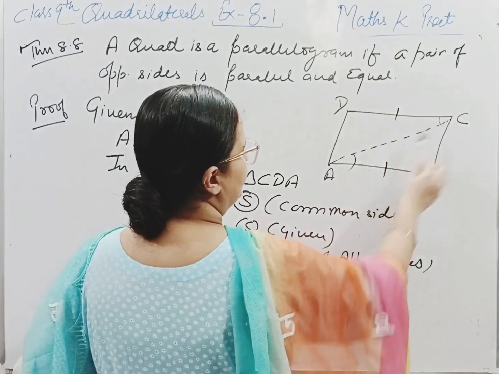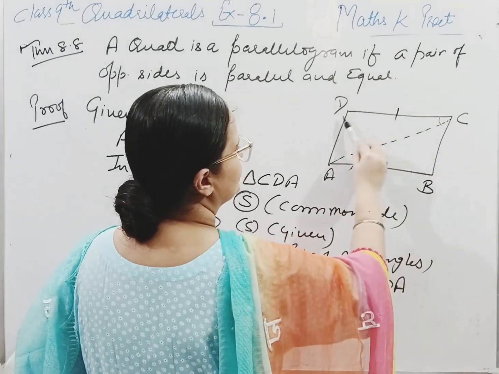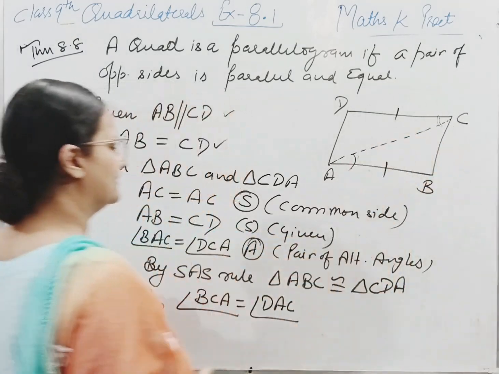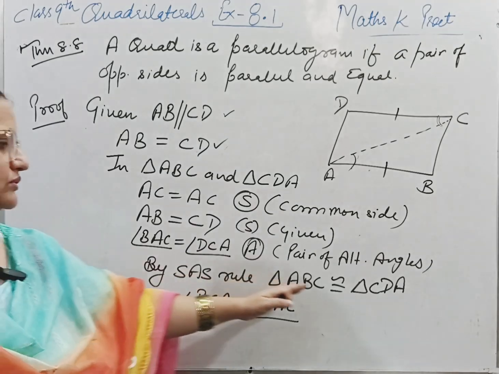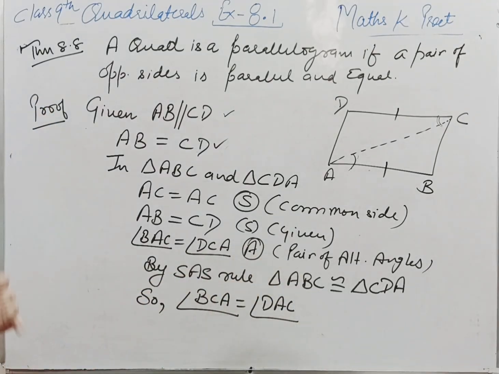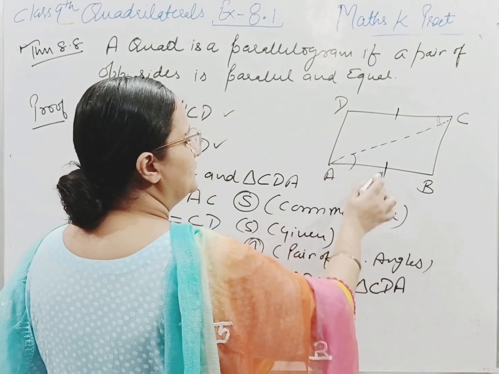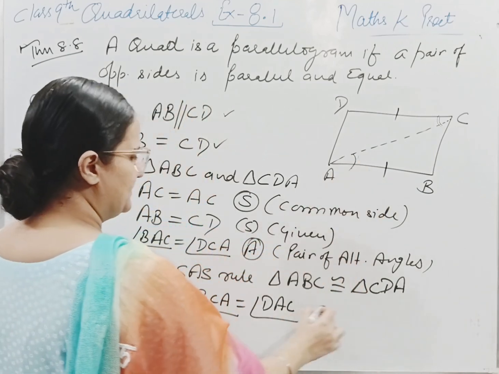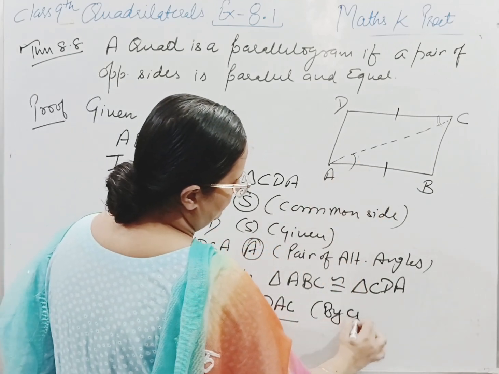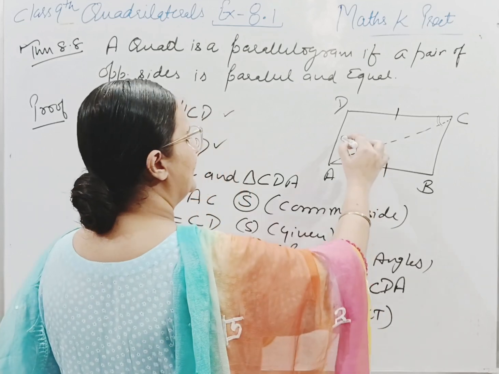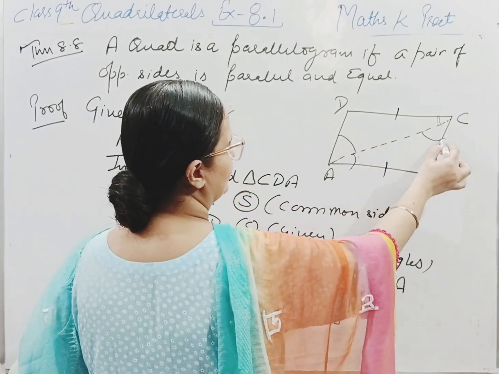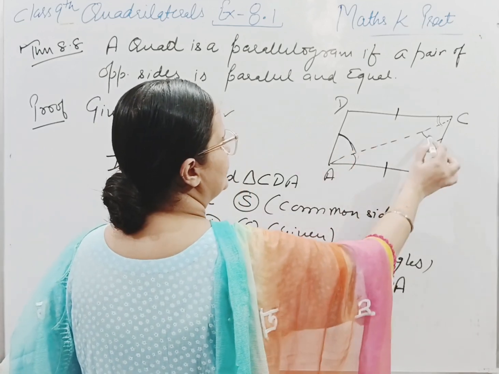Now this is a side and included angle, side and included angle. Then by SAS rule, both the triangles are congruent. We have seen that both the triangles are congruent now. Now if both the triangles are congruent, then by CPCT I can write that this angle is equal to this angle. Yes, I can write by CPCT.